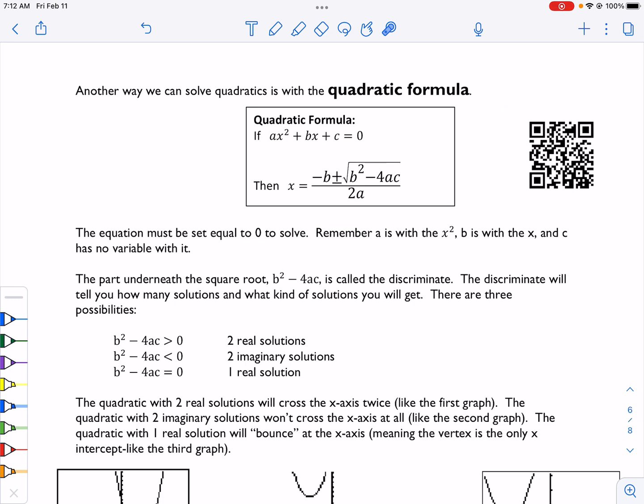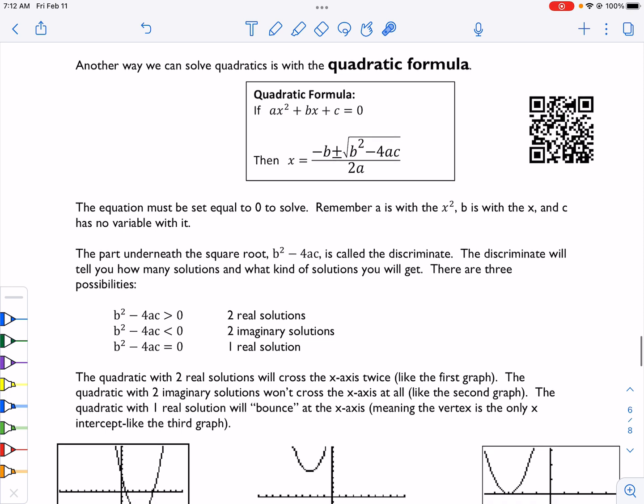But it goes x equals negative b plus or minus the square root of b squared minus 4ac all over 2a. Okay? So when you are solving with the quadratic formula, it has to be set equal to 0. So we have both our factoring and our quadratic formula that have to be set equal to 0. Okay? And then remember that a is the thing with the x squared, b is with the x, and c is the thing by itself with no variable. Okay? And remember your a, b, and c do not include the x's.